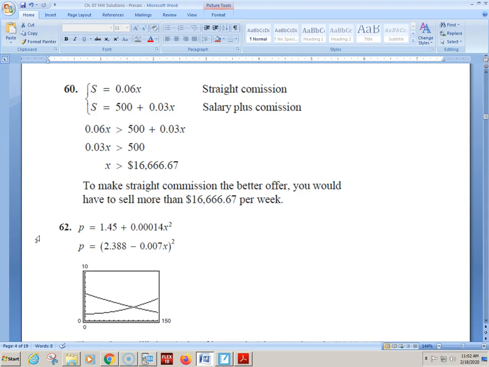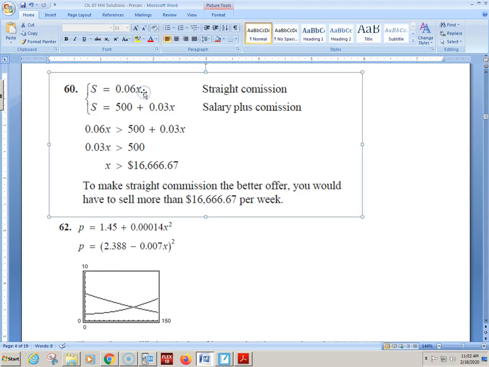Because straight commission, if you're making 6% of sales, that's where this one comes from. Like, oh, you're making your salary based on 6% of however much money you make in sales. This one, if I remember right, well, I can tell by the math too. You make $500 even if you sell nothing. But if you do sell something, you only make 3%.